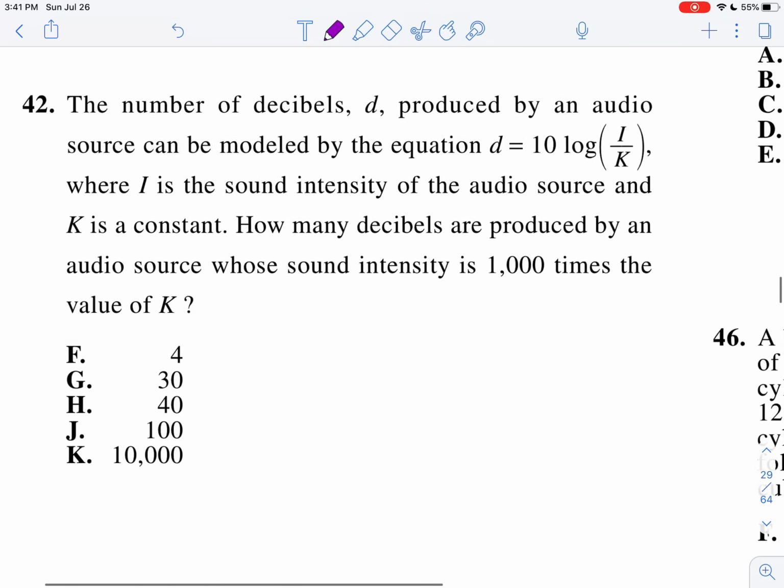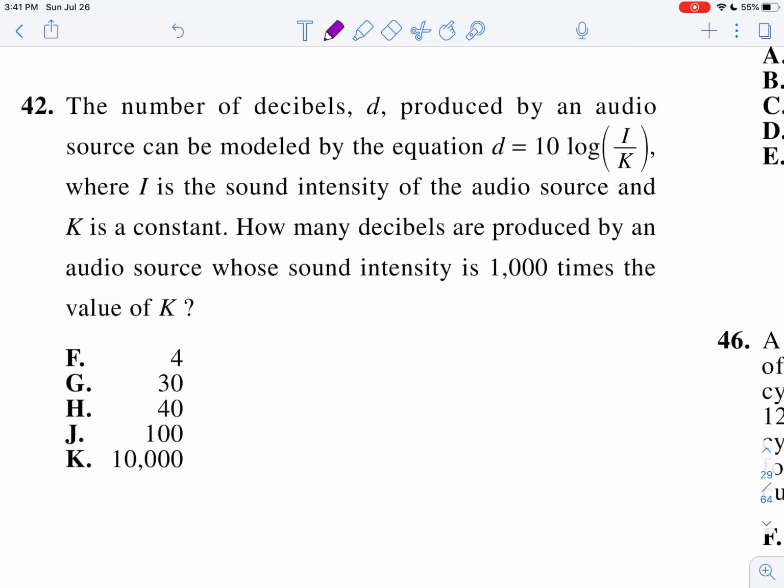The number of decibels produced by an audio source can be modeled by this equation. I is intensity and K is a constant. How many decibels are produced by an audio source whose sound intensity is 1,000 times the value of K? So I would just plug this into the equation because I don't really know what to do here. Actually, I do because I've done this before, but I'm just telling you how I did it the first time.